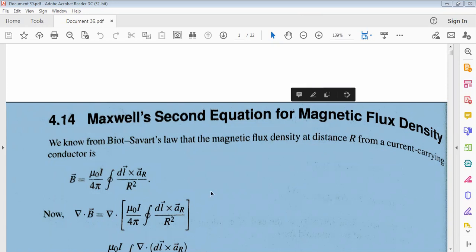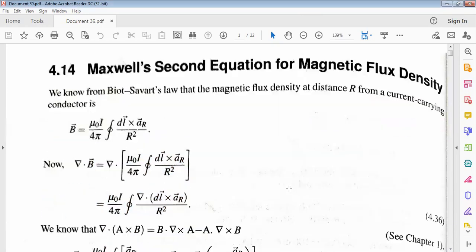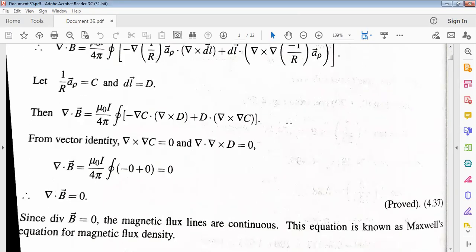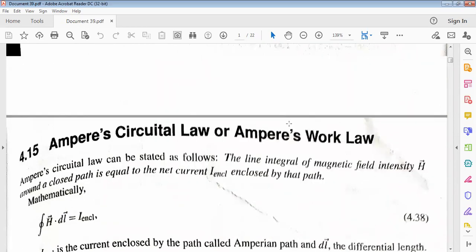What we learned in yesterday's class? In yesterday's class, we discussed Maxwell's second equation and third equation, right? What is Maxwell's second equation? Del dot B equal to 0. The divergence of the magnetic flux density is always 0.